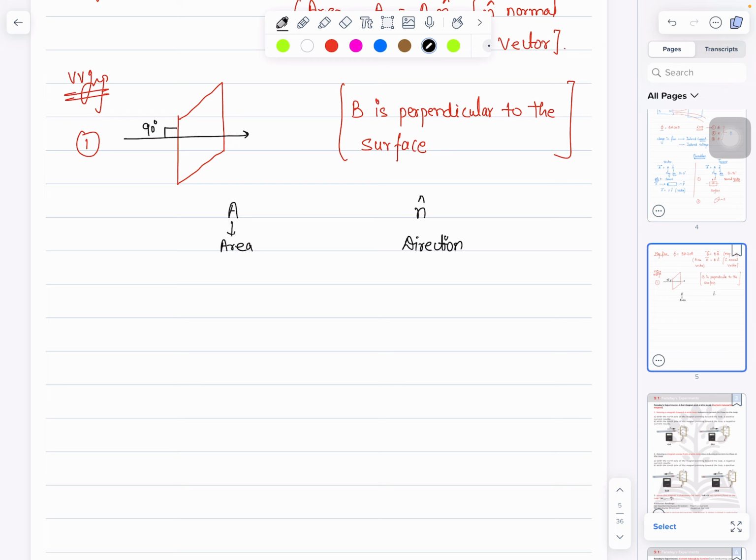Now this is very, very important, what you need to understand. B makes an angle of theta. B is the magnetic field. So B makes an angle of theta of 90 degrees with A. Do you understand? With the surface.